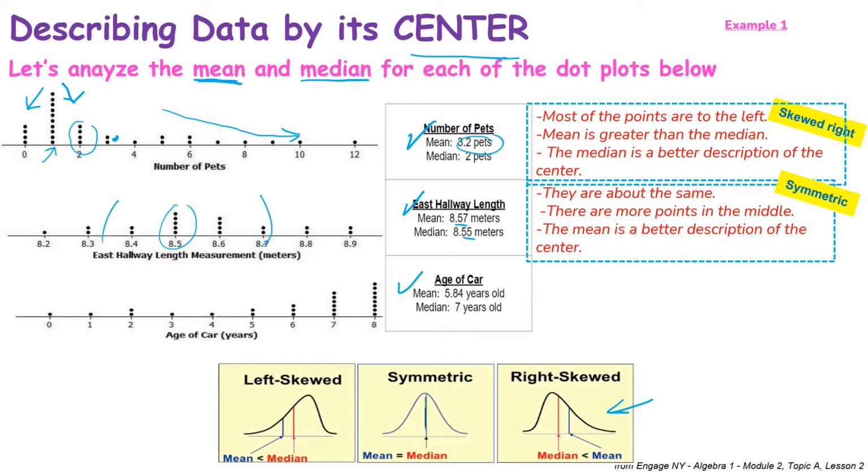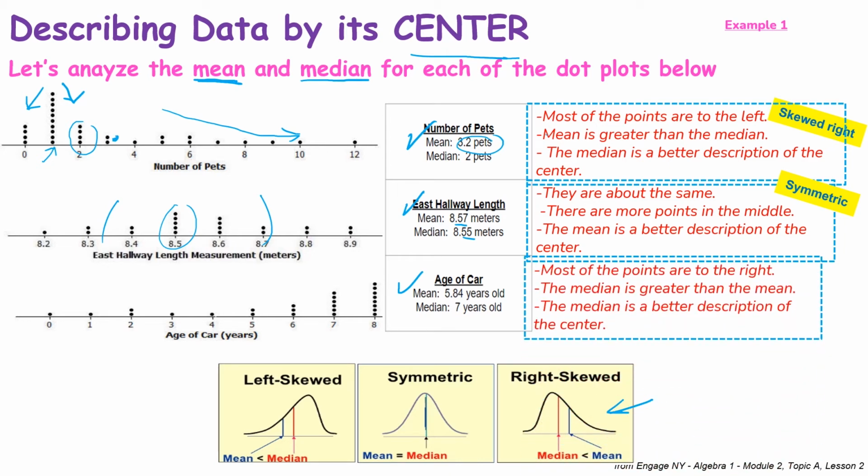And the last graph here, what do we notice about the points? The points are further to the right, right? The median is greater than the mean. So we're looking at the median. Median is 7, the mean is 5.84. Therefore, the median is a better description of the center. So the median is 7 right here. So that would be a better description of the center of this graph here.